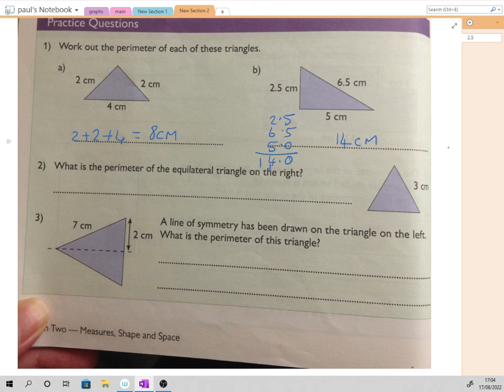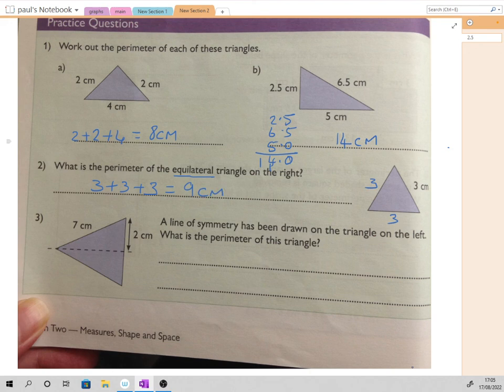What's the perimeter of the, look, equilateral triangle on the right. Now, because it's equilateral, all three are the same. So that must be 3, that must be 3. So 3 plus 3 plus 3, I think that might be 9 centimeters.